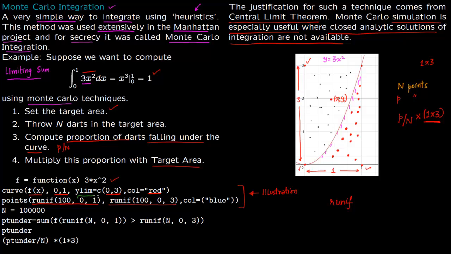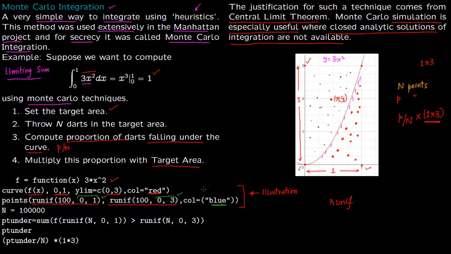The x coordinate goes from 0 to 1, the y coordinate goes from 0 to 3, and then you have points with x and y coordinates. This is the x coordinate and this is the y coordinate. There are 100 points, and we are taking them from a uniform distribution. Throwing darts randomly means that you are taking points from a uniform distribution, and we are going to color these points blue. So this we will draw to see.